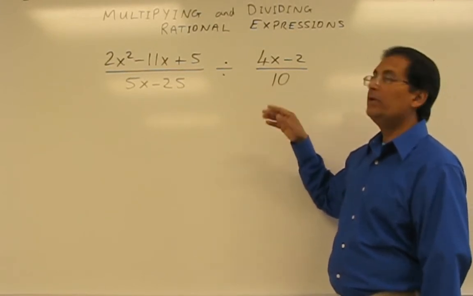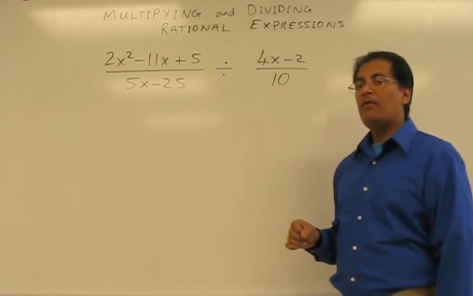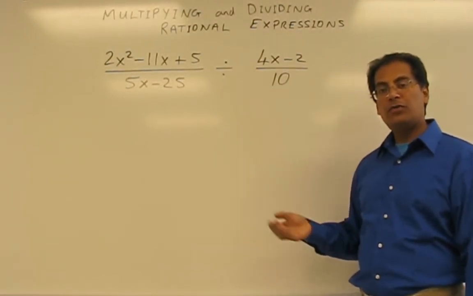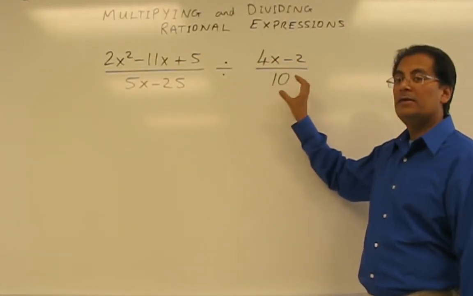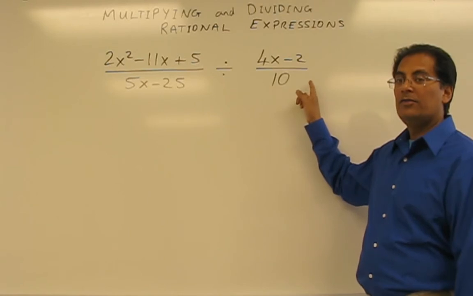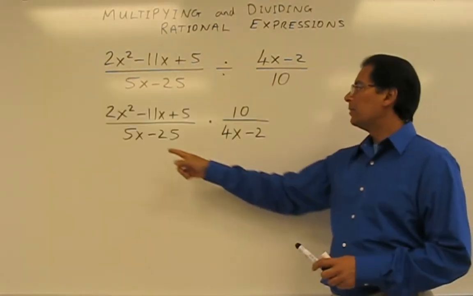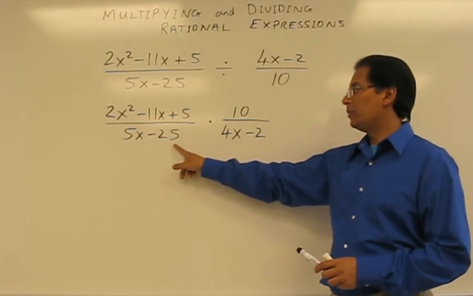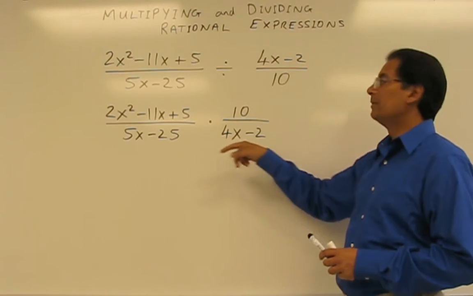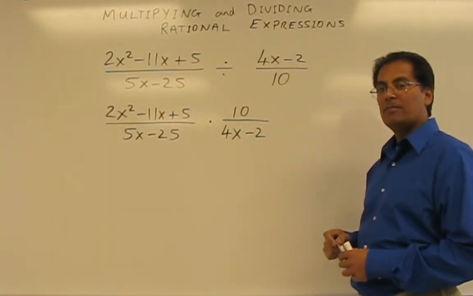So we've been doing multiplication of rational expressions. This is a division. However, when you divide fractions, remember what you do is you change this to a multiplication and you flip the term you're dividing by. So in other words, this division can be rewritten as 2x squared minus 11x plus 5 over 5x minus 25 times, this flipped, 10 over 4x minus 2.